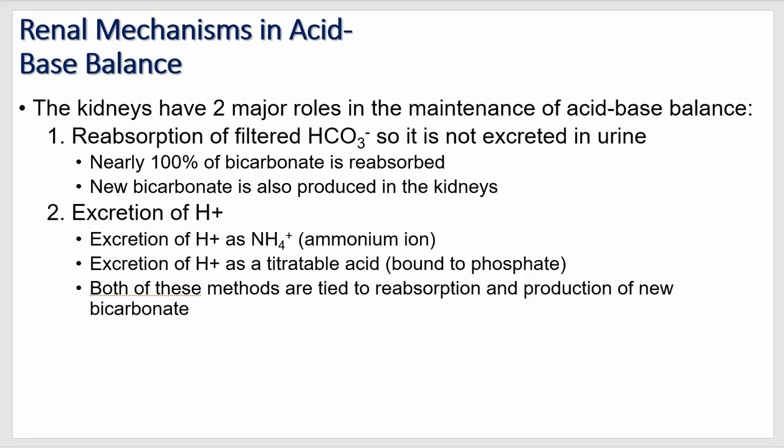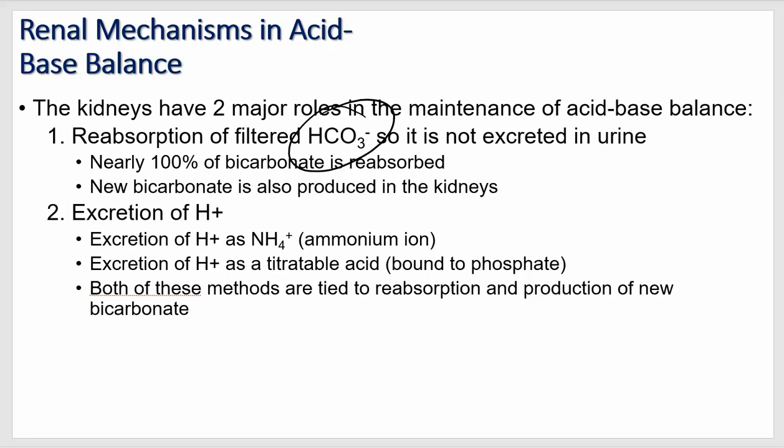Okay, so renal mechanisms in acid-base balance. The kidneys have two major roles in the maintenance of acid-base balance: reabsorption of filtered bicarbonate. So we've been talking about how the kidneys reabsorb as much bicarbonate as they can until it gets to about 40. Remember, the range is normally like 22 to 26. So it will keep reabsorbing bicarbonate back into the body so that it's not excreted in the urine. Nearly 100% of bicarbonate is reabsorbed until it gets so saturated that it can't be.